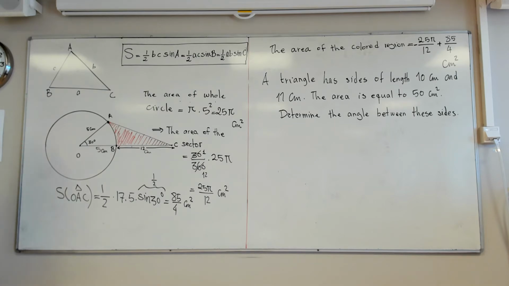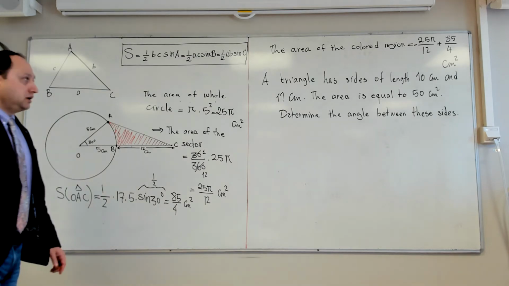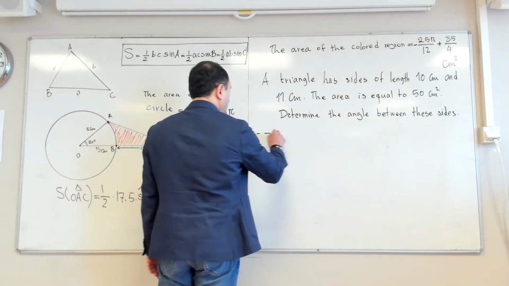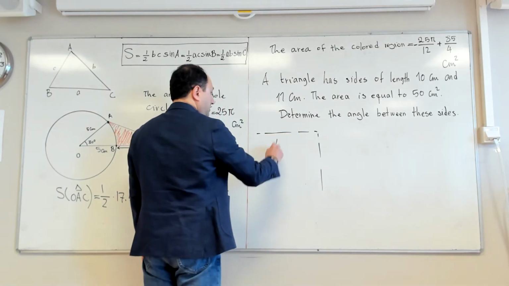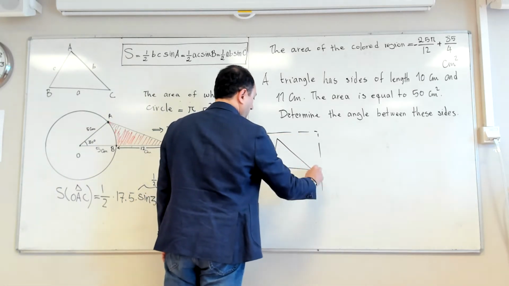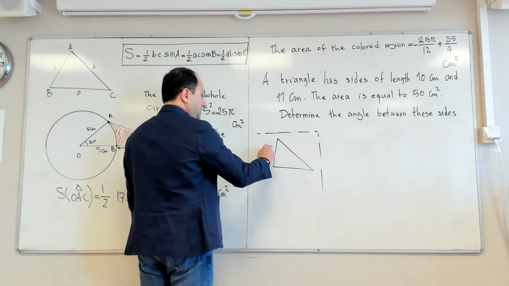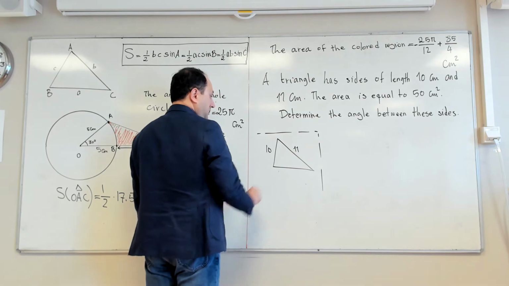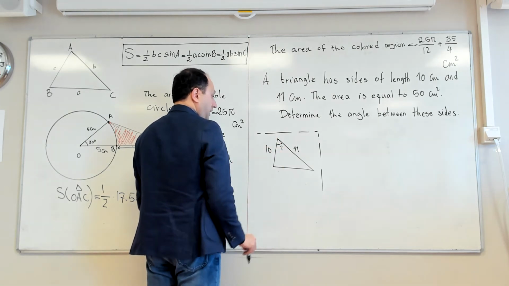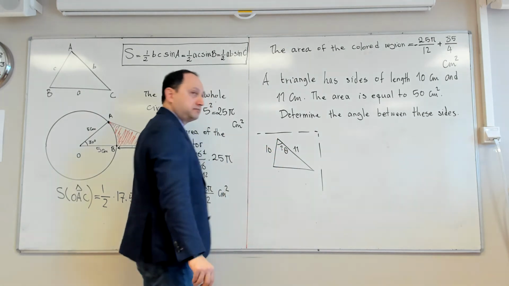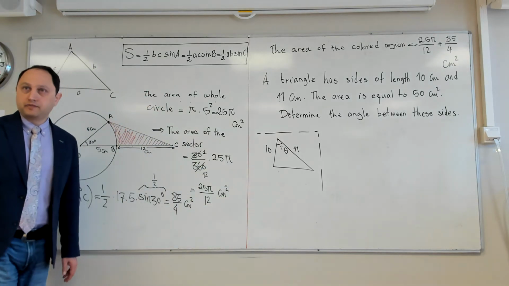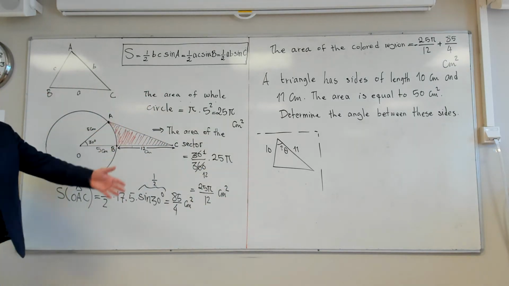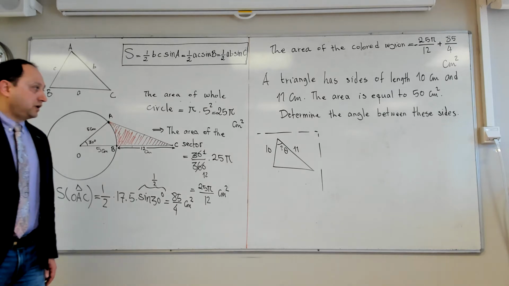Okay, so how should we calculate this? You can go to a scratch paper and draw a rough diagram for yourself. For example, this side is 10 centimeters and this side is 11 centimeters, and you are supposed to find this angle. Let me call this angle theta. This theta is missing, yes? But of course, the area is given to you. So what can you write?